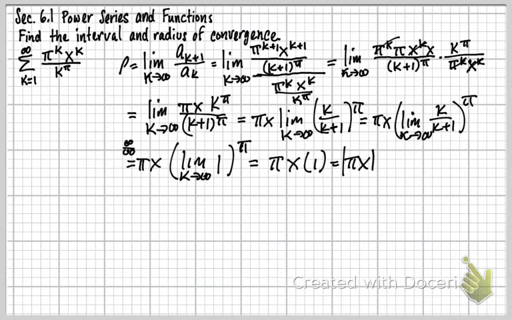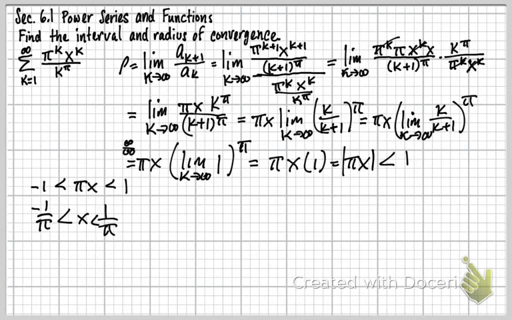Now remember, this here has to be less than 1 for this ratio test. Okay, so that tells me then that pi x is between 1 and negative 1, which implies x is between negative 1 over pi and positive 1 over pi.